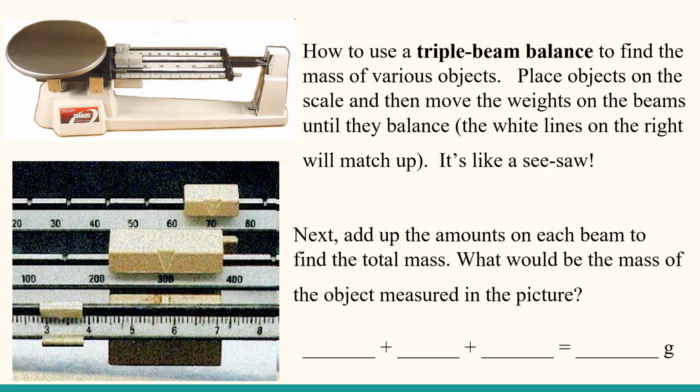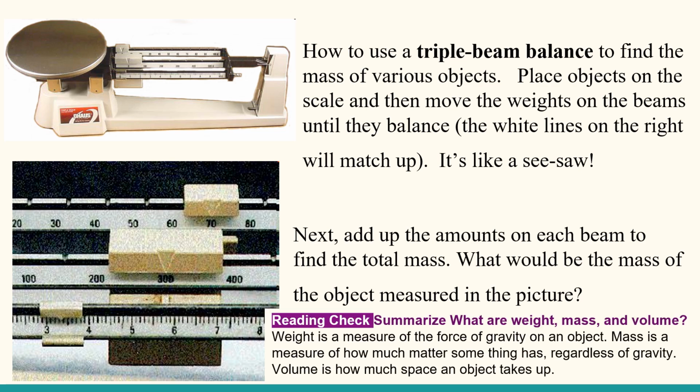How to use a triple beam balance to find the mass of various objects. Place objects on the scale and then move the weights on the beams until they balance. The white lines on the right will match up. It's like a seesaw. Next, add the amounts on each beam to find the total mass. What would the mass of the object measured in the picture be? The big portion is marked at 300. We would take that, then add 70, then add 3.4, and that would give us a total of 373.4 grams.